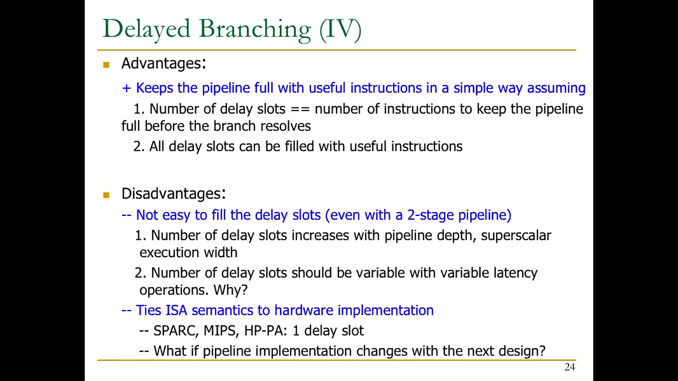And how many cycles of branch penalty do you think these processors have today? 10, 15? Around that, actually. So this one delay slot is essentially useless. Why? Because it adds additional complexity for the hardware designer now. You have to implement branch prediction, and on top of that, you have to take into account this delay slot and ensure that it works.